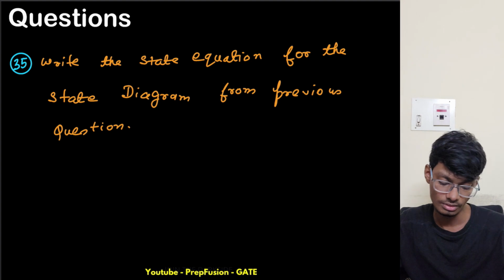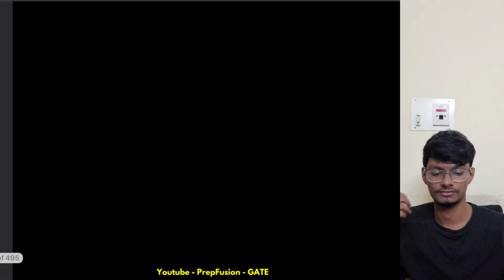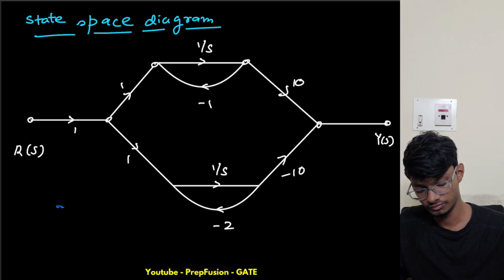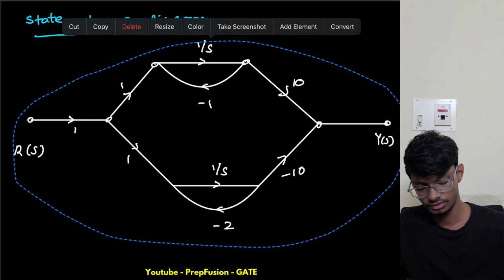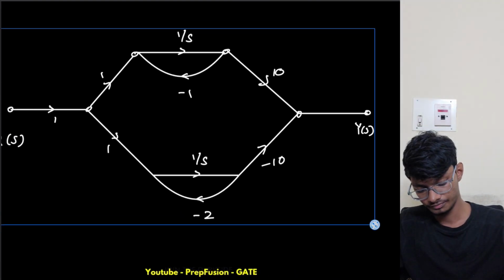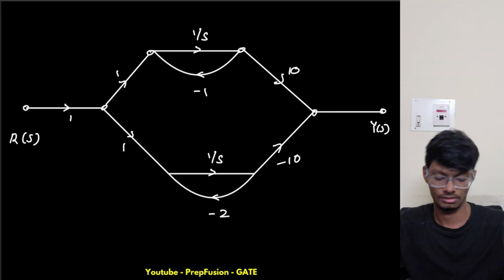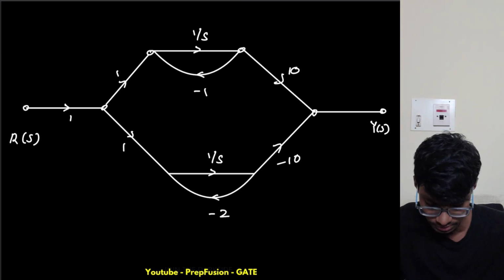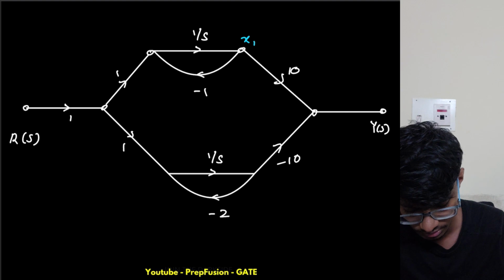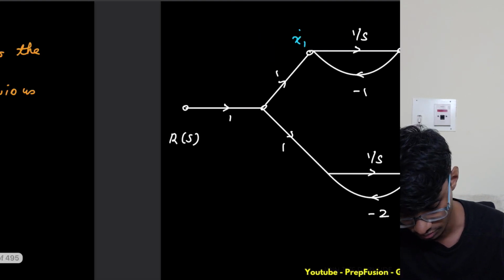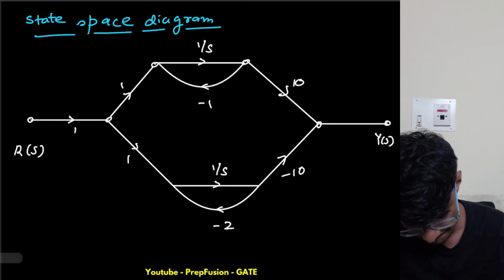How to do that? Again, follow the simple steps. We have to name the state variables, remove the initial conditions, and then remove the integrators, as we have already taken the effect of them. Let me name this as x1, so this will be x1 dot, and if this is x2. These are nodes, so I should name them also as nodes.